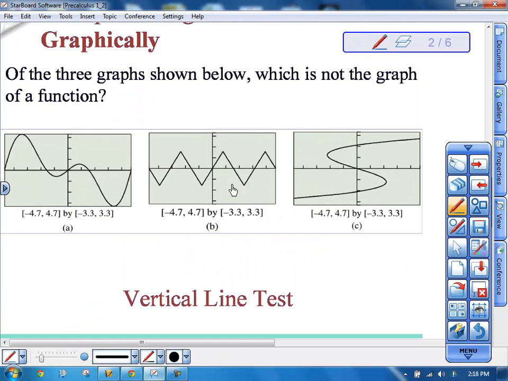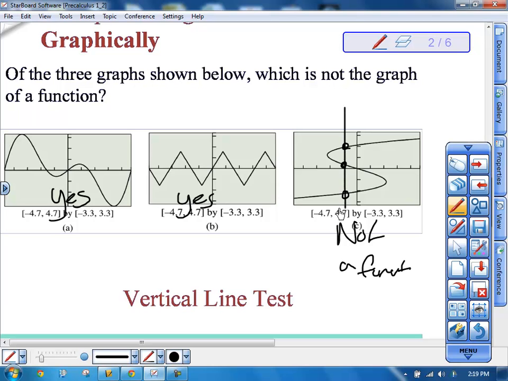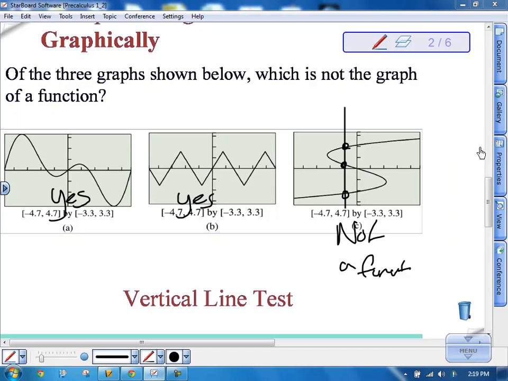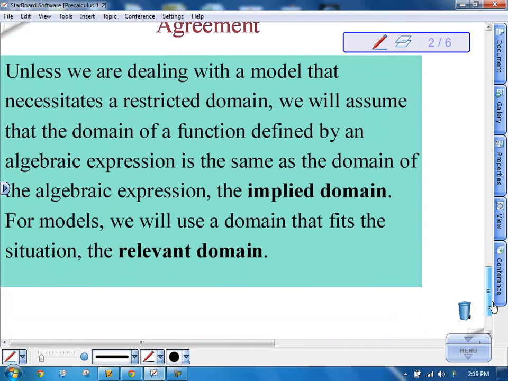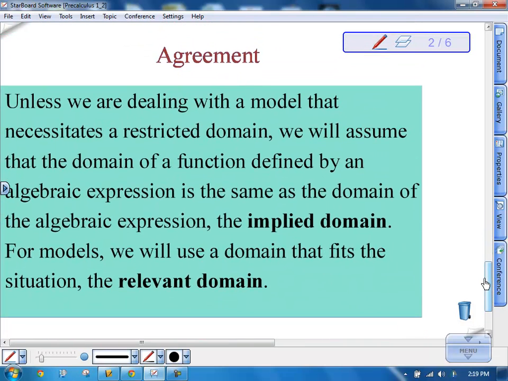Okay, here's some examples from graphs. If you look at these, it's really easy to use the vertical line test. That is a function because it passes the vertical line test. This is a function because it passes the vertical line test. And this is not a function because it does not pass the vertical line test, as you can see. A vertical line, if you plug in that x value, you get three different y values out. So that's the vertical line test, which we will be using. It's probably the most reasonable.